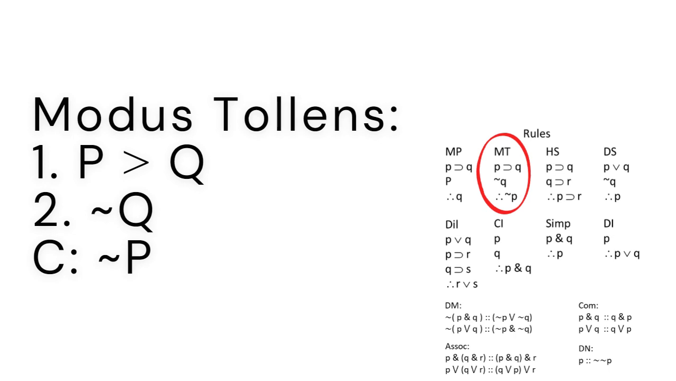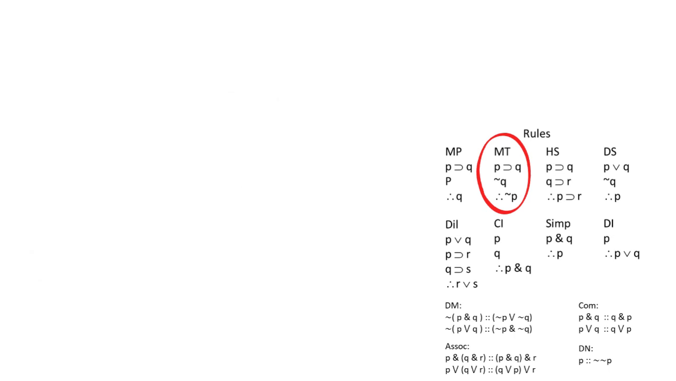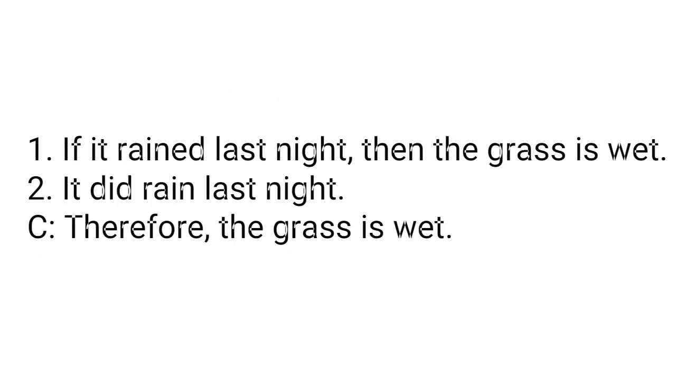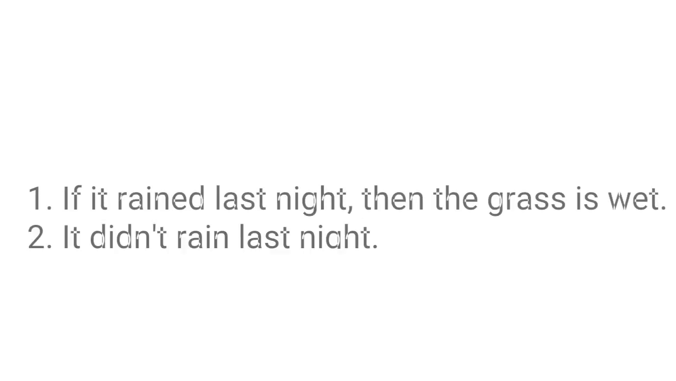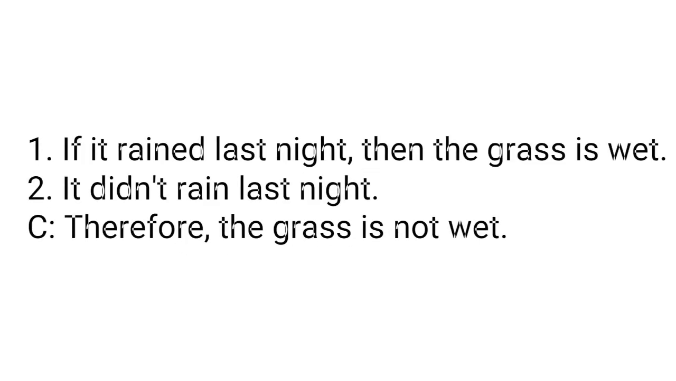Recall one of our previous examples, here in the form of modus ponens. 1. If it rained last night, then the grass is wet. 2. It did rain last night. 3. Therefore, the grass is wet. Let's say it didn't rain last night. It seems like we could say 1. If it rained last night, then the grass is wet. 2. It didn't rain last night. Therefore 3. The grass is not wet.